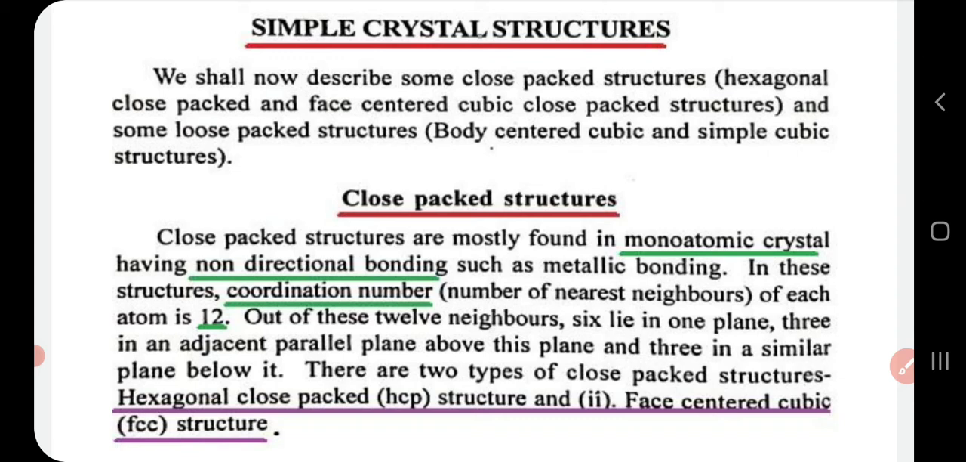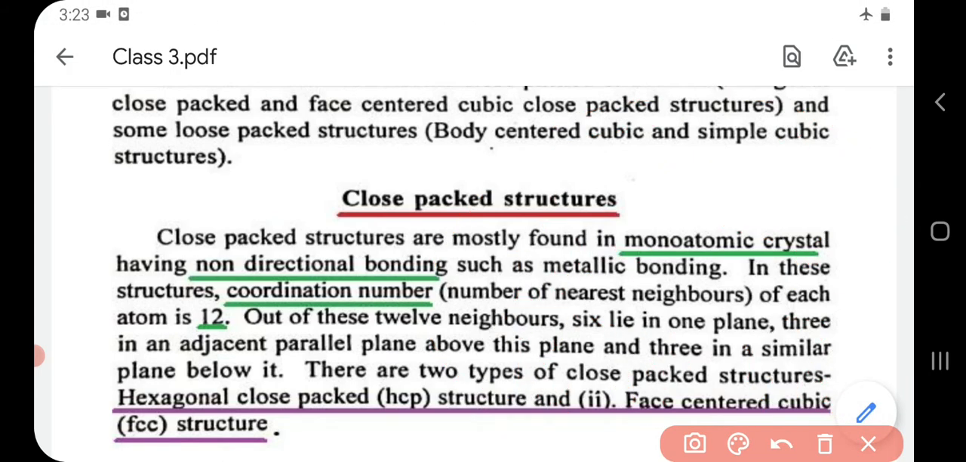So the coordination number of each atom, that is the number of nearest neighbors surrounding each atom, is 12. Out of these 12 neighbors, 6 of them lie in one plane, 3 in an adjacent parallel plane above it, and 3 in an adjacent parallel plane below it. So altogether it is 12. As I said before, close pack structures are classified into two, which are the HCP, hexagonal close pack structures, and face centered cubic structure. This paragraph is important, so you have to study it.